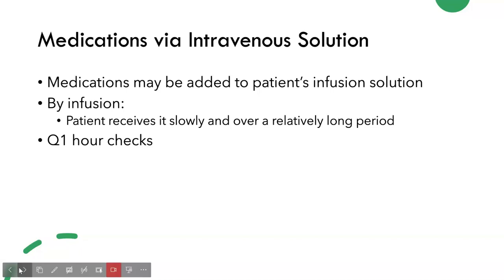So these are medications, or some medications can be given through our IV solution, meaning we have our normal saline ordered. We can add a certain medication to that if ordered. This is not as commonly done anymore just because it's really easy to cause error because it's not labeled. It looks like it's just normal saline or lactated ringers, whatever the solution might be.